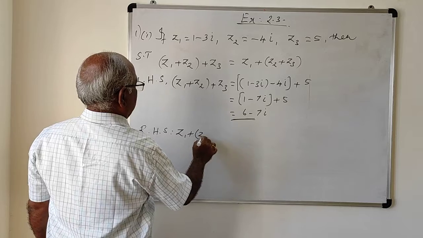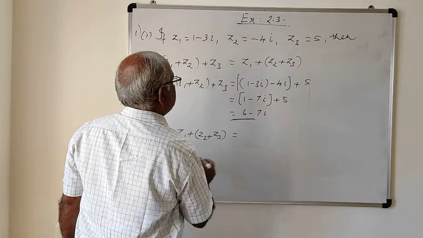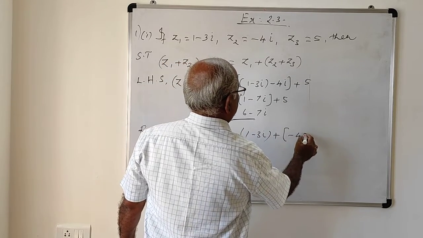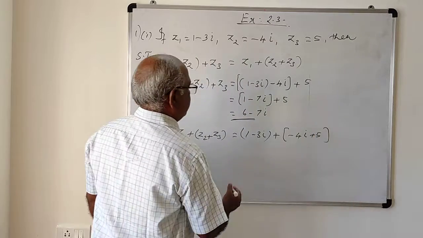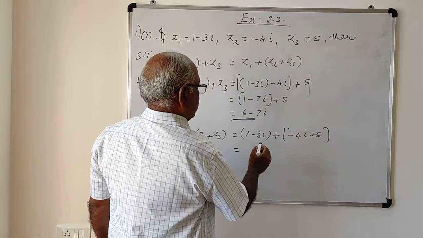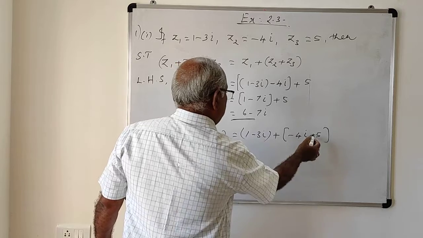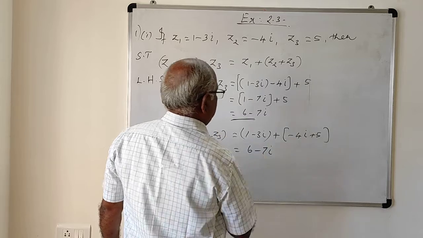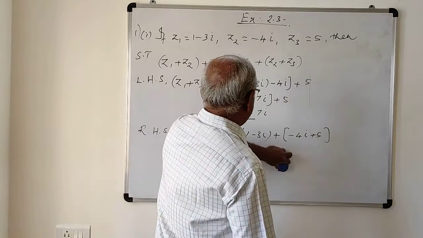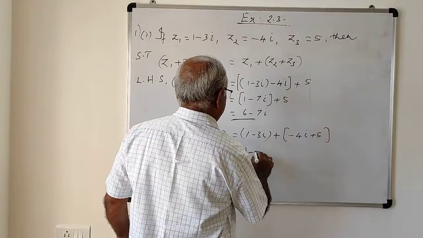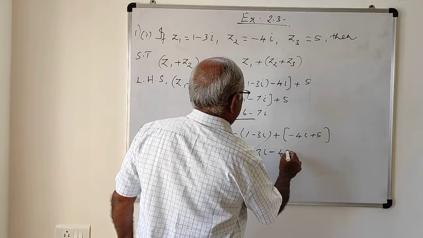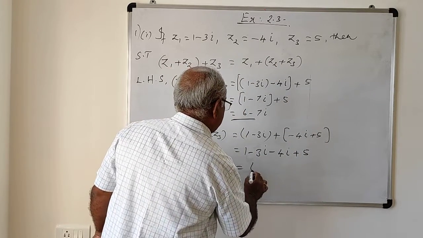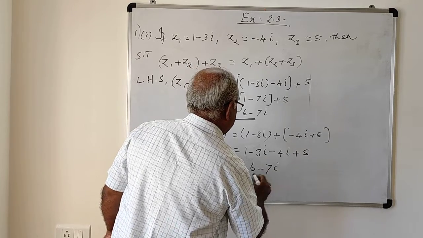Now the right hand side, z1 plus z2 plus z3, we have to check. What is z1? 1 minus 3i, plus z2 minus 4i, plus z3 5. Adding the real parts, 5 plus 1 is 6, and minus 3i minus 4i gives minus 7i. If you want one more step, you can write (1 minus 3i) plus (minus 4i) plus 5. Eliminating the brackets, I get 5 plus 1 is 6, and minus 4 minus 3 gives minus 7i.